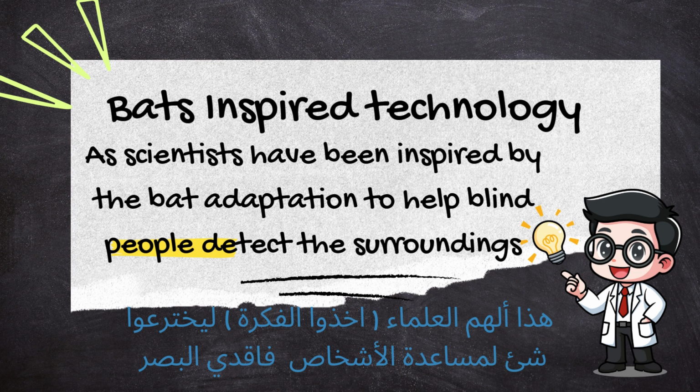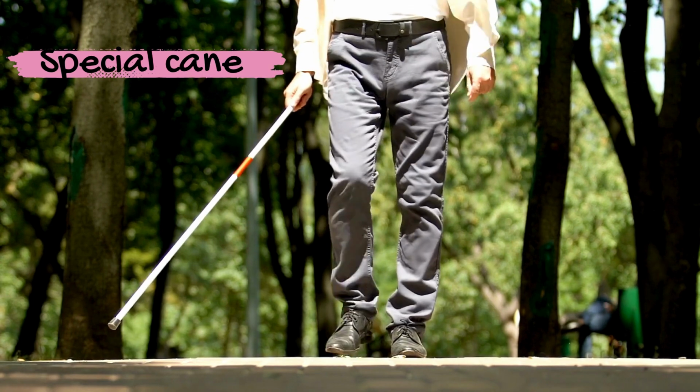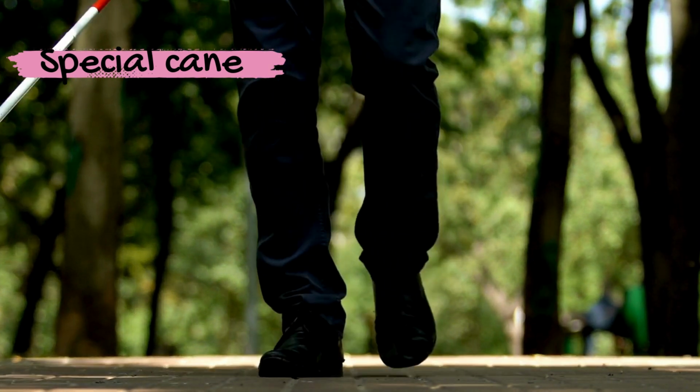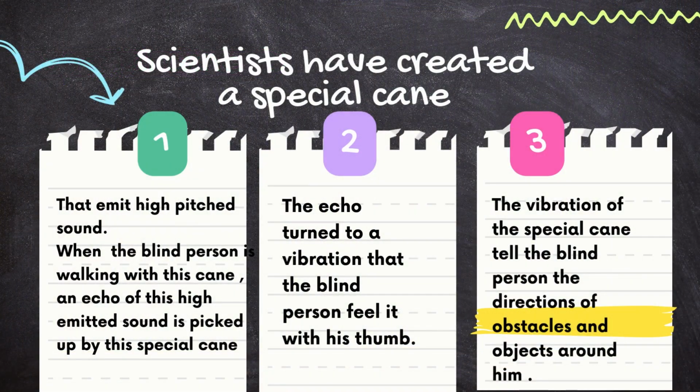And the scientists take this idea and try to create something that helps people. So we can say that bats inspired technology, as the technology takes the idea from the bat, as scientists have been inspired by the bat's adaptation to help blind people. What is the meaning of blind people? People that can't see. So the scientists create something that helps blind people to detect their surroundings.